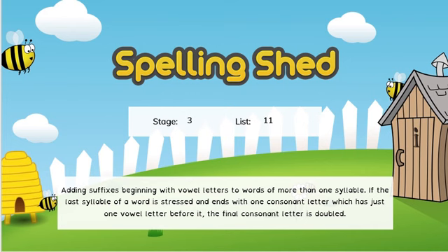Today we are going to be adding suffixes beginning with vowel letters, a bit like last week, but there is a different rule we have to follow. So we're going to be adding suffixes beginning with vowel letters to words of more than one syllable. And if the last syllable of a word is stressed and ends with a consonant, then we have to double that consonant or put another of the same consonant onto the word. So I'll show you what I mean.